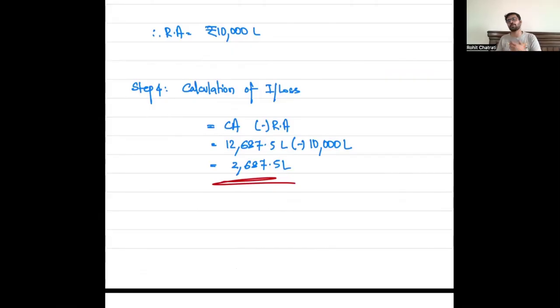The revised carrying amount will by default be equal to the recoverable amount because we have charged an impairment loss in such a way that the asset value comes down to the recoverable amount. Therefore, the revised carrying amount is going to be equal to the recoverable amount.